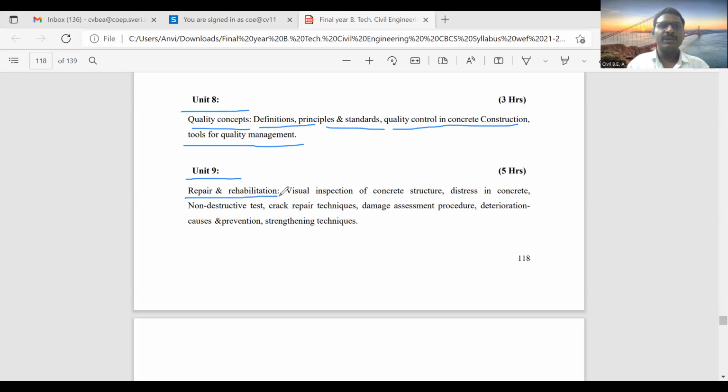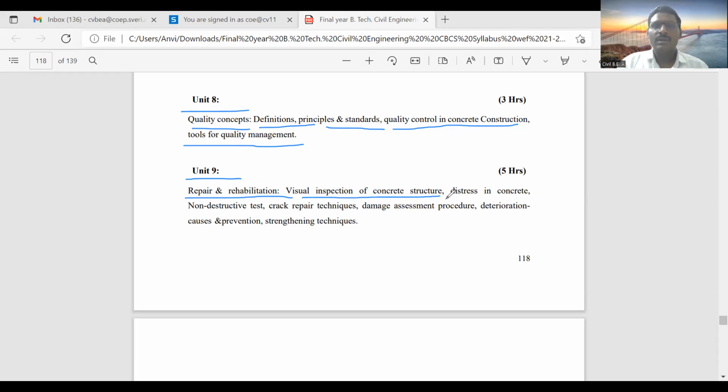Then unit number 9 is repair and rehabilitation. Starting with visual inspection. Nowadays most structures are constructed with concrete, and others are steel structures. After some years, there may be deterioration of the structure. So how do we repair and rehabilitate that structure? First, visual inspection of the concrete.